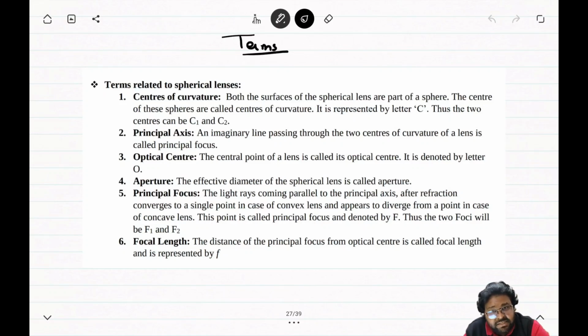Principal axis: an imaginary line joining the centers of curvature and the centermost point of the lens, which is known as the optical center. So optical center is the centermost point of the lens. Aperture: the effective diameter between the end points is the aperture. Principal focus: all the light rays coming parallel, after refraction, meet at a point or appear to diverge from a point. That point is known as the principal focus, and the distance between that particular point and the optical center is the focal length.